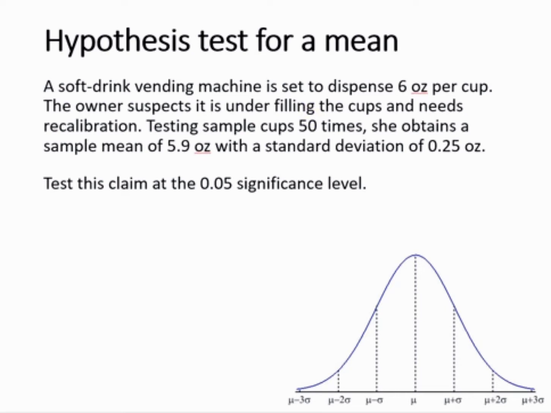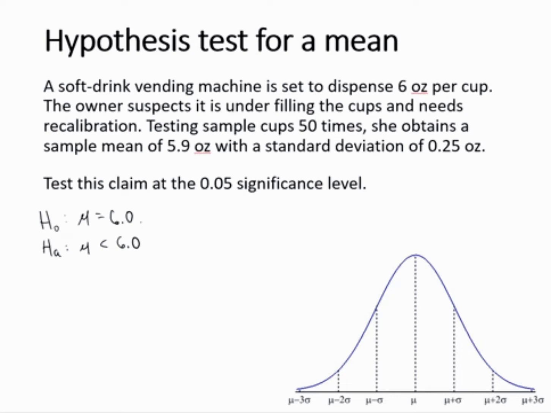So what we need to do to begin with is formulate our hypotheses, and our null hypothesis is going to be that there's no problem, that it's dispensing the correct amount. So H0, the null hypothesis, is going to be that the mean amount dispensed is 6.0 ounces as it is supposed to be. Our suspicion is that it is underfilling, and so our alternative is going to be that the mean is less than 6.0. So we're looking at a left-tailed test.